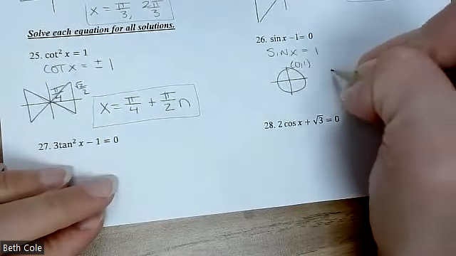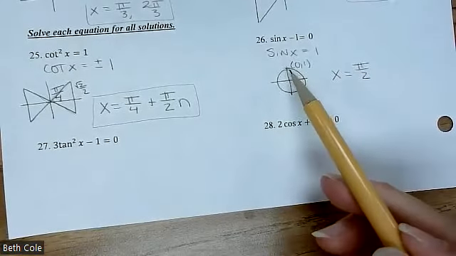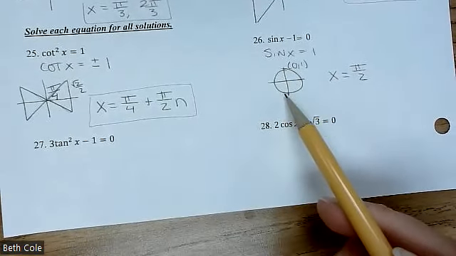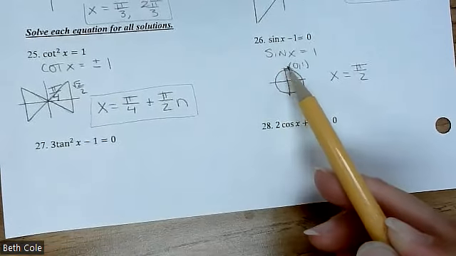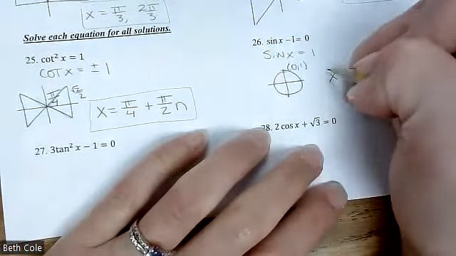So what is that amount of rotation? Pi over 2. Now look, you have to go the whole way around the circle to get there again. So perfect, plus 2 pi n, beautiful.